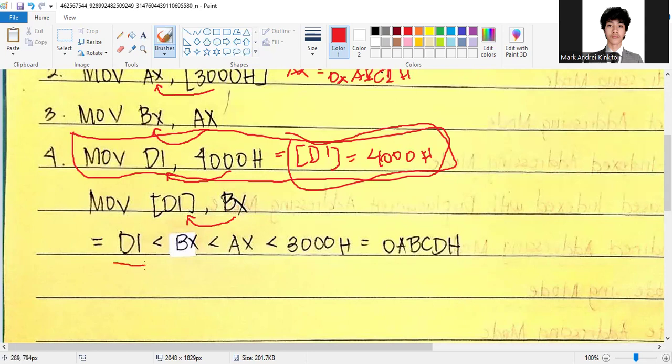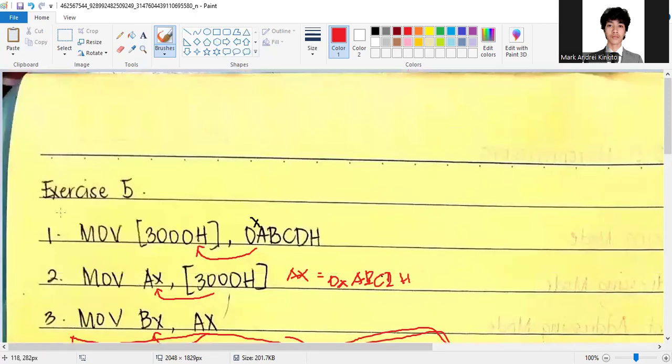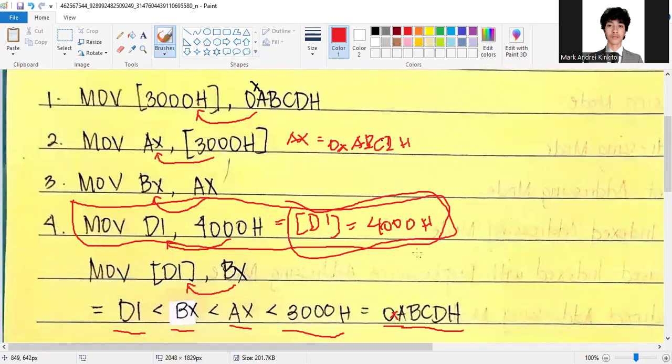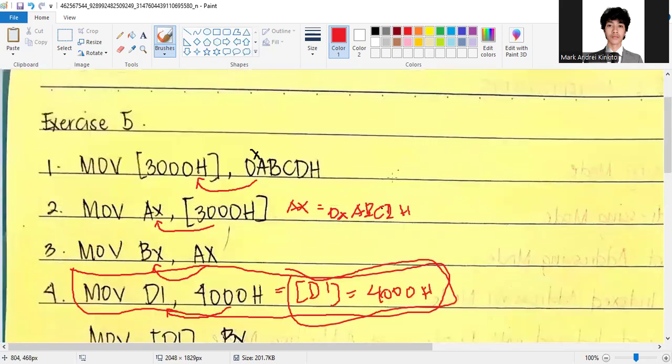So DI contains BX, which contains AX. The content of AX is the value from 3000H, which is 0xABCDH. This is the total. So DI will be equivalent to 0xABCDH. We moved everything in this solution from 0xABCDH to DI. So that's all for my solution.